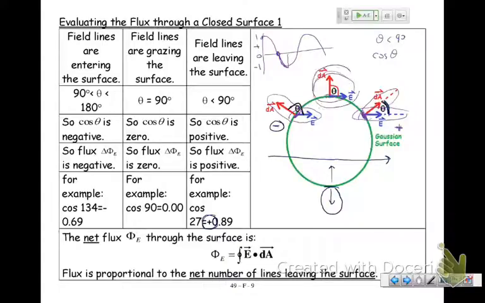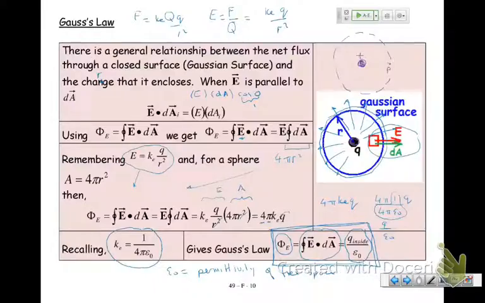And then the third thing is when it's grazing, when it's at 90 degrees, well, that's the cosine of 90, which is 0. So this is always going to be positive, that's always going to be negative, and that's always going to be 0. So three little rules. And then we say, okay.